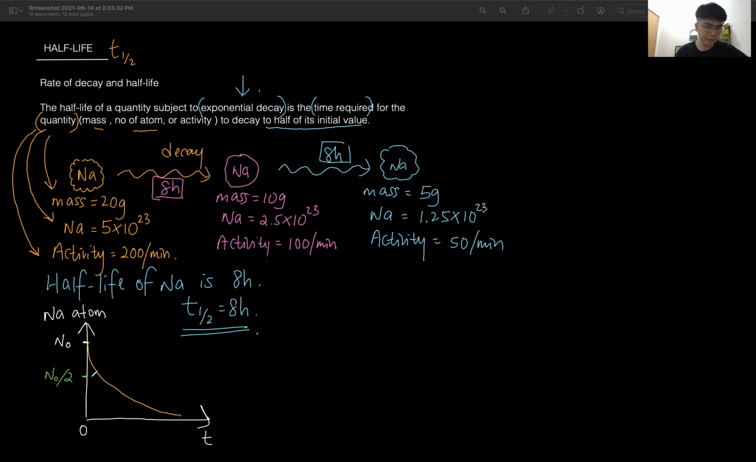N0 divided by 2 over here, maybe down a bit over here. Okay, so meaning that this one is T1/2, the half-life. This takes 8 hours. From here to here, 8 hours for it to reduce to another half, so half of this one over here, N0 divided by 4.